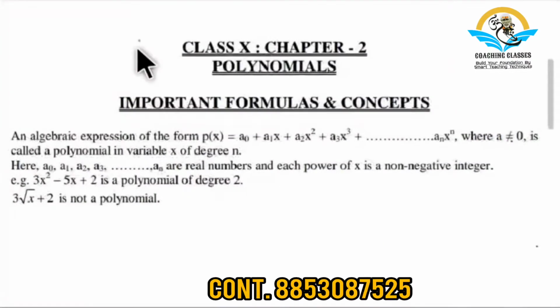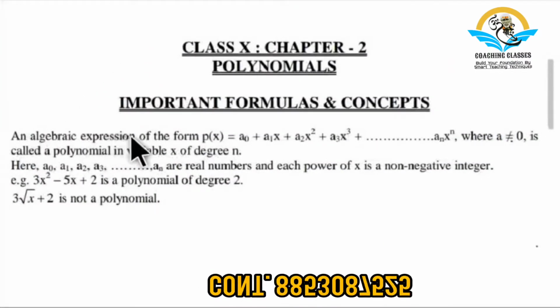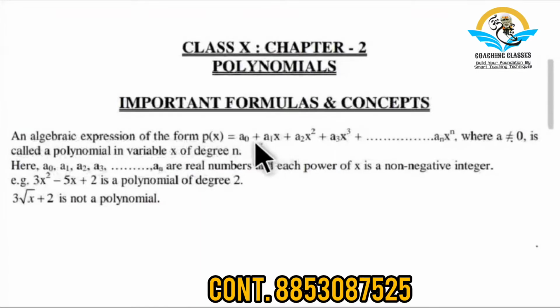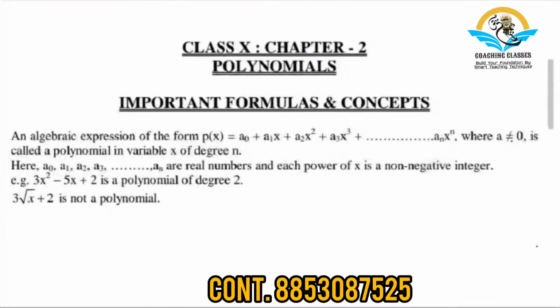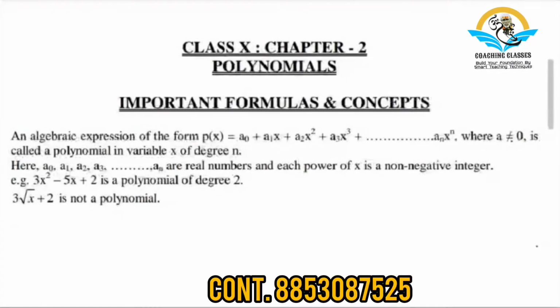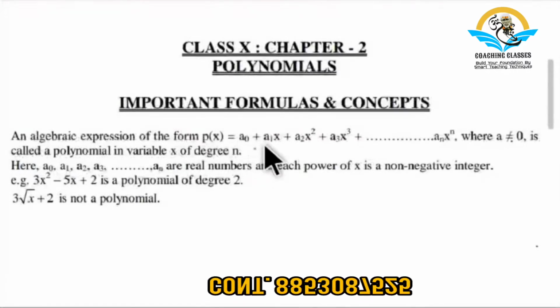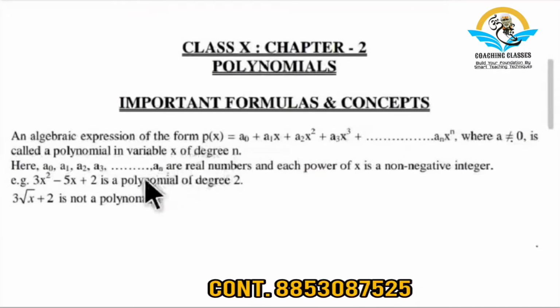The first topic is: what is a polynomial? An algebraic expression of the form p(x) equal to a0 plus a1x plus a2x square plus a3x cube and so on up to anx to the power n, where an is not equal to 0, is called a polynomial in variable x of degree n, because here the highest power is n, that's why the degree is n.